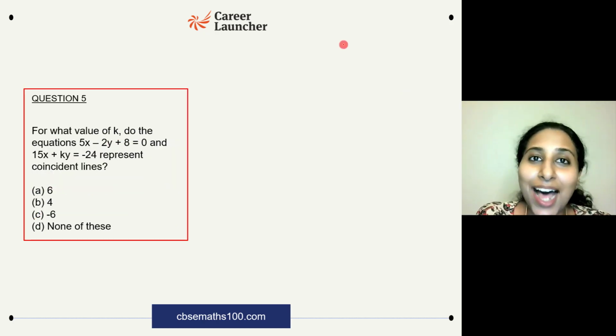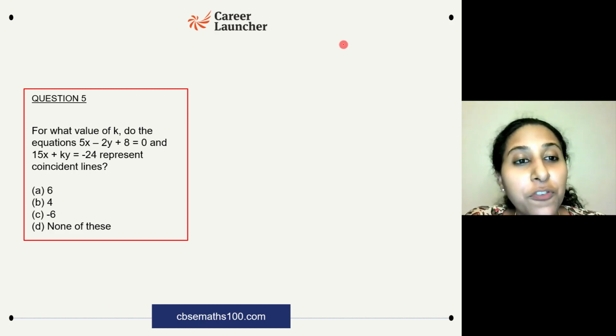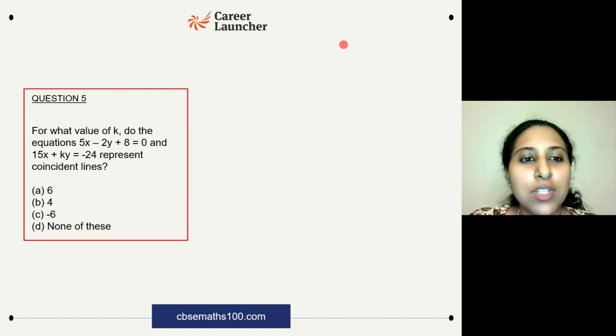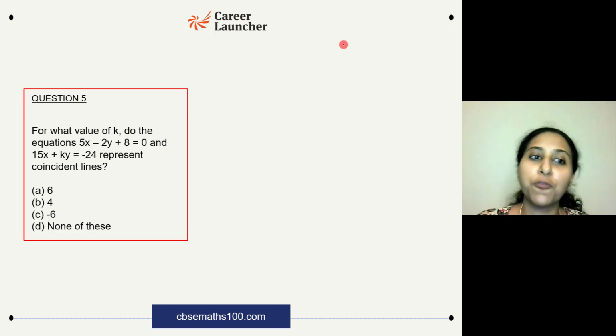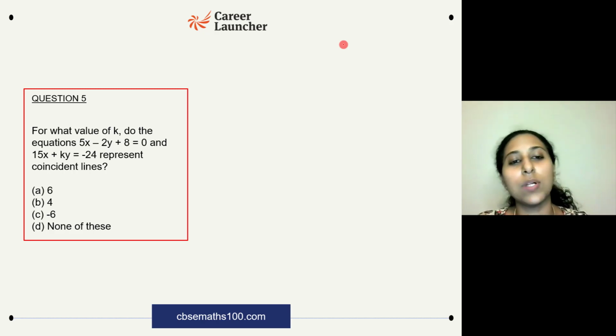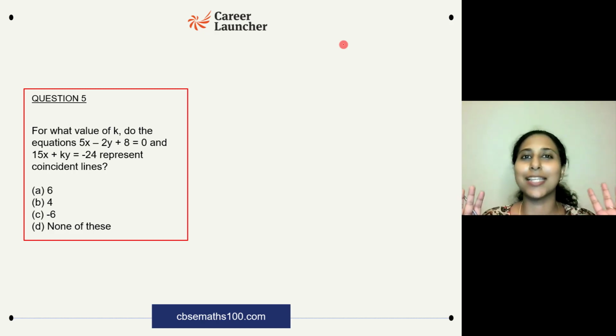The fifth question asks, for what value of k do the equations 5x minus 2y plus 8 equals 0 and 15x plus ky equals minus 24 represent coincident lines? Now, whenever you get such questions, please make sure that both equations are written in the same form. The x values first, y values second, constants third.